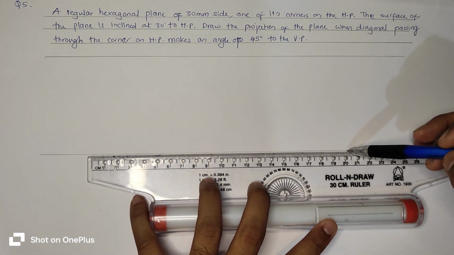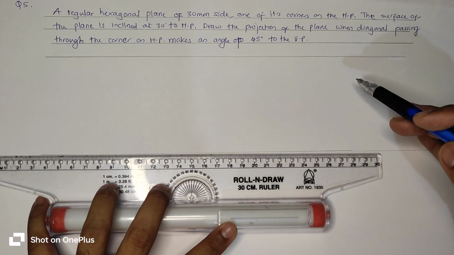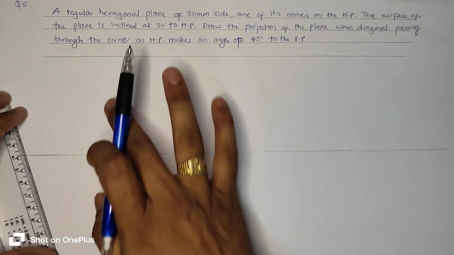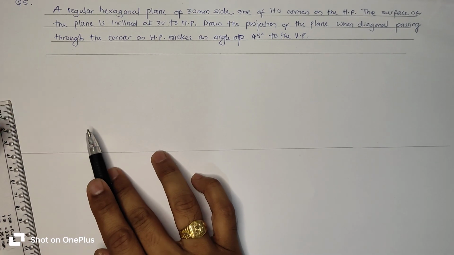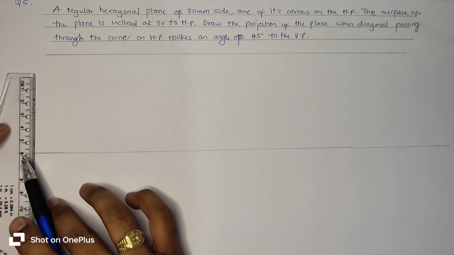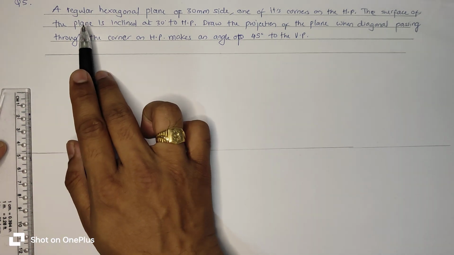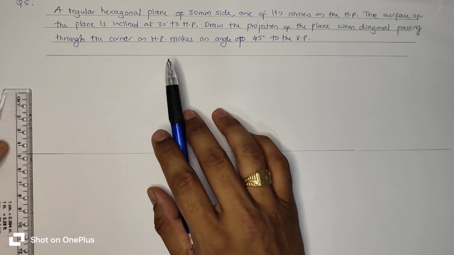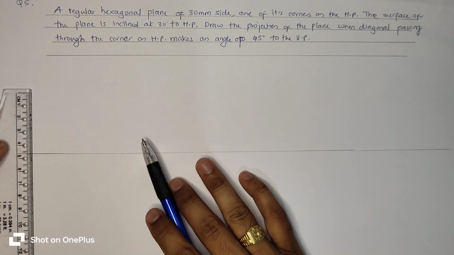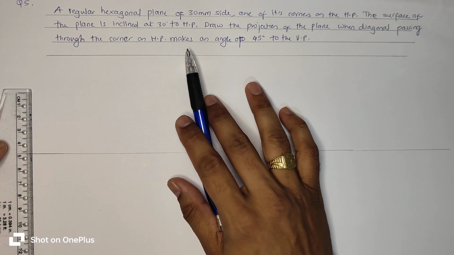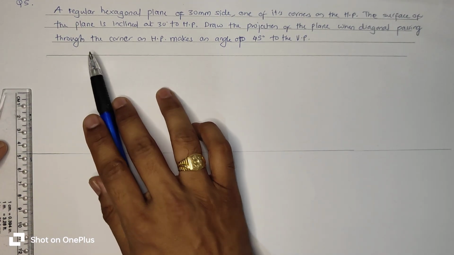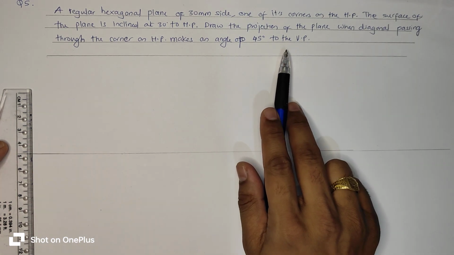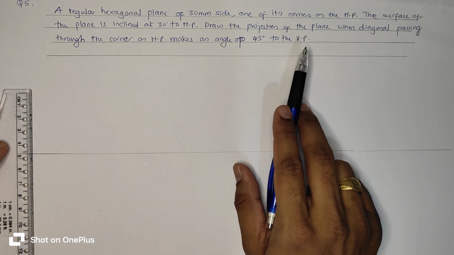So first we will draw a XY line. This XY line distinguishes the front view area and top view area. Okay, now on the left side first we will draw stage 1. So in stage 1 we will consider that a regular hexagonal plane is placed on HP at 0 degree and also the diagonal is placed at 0 degree to VP. That is, both angles theta and phi are considered equal to 0, that is without inclination.